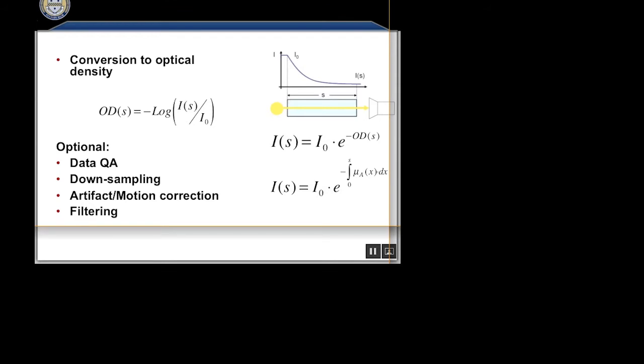So the first step of fNIRS is conversion to hemoglobin. You measure raw signal intensity, the amount of light from a source reaching a detector. Anything that changed in the tissue between that source and detector absorbs light, and you get less light hitting that detector. The conversion of raw data to hemoglobin units is what's called the Beer-Lambert law.